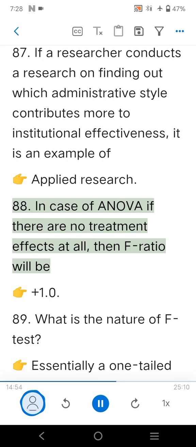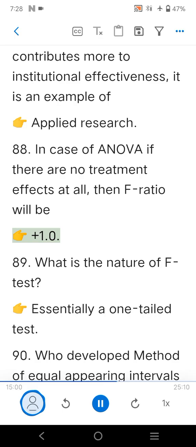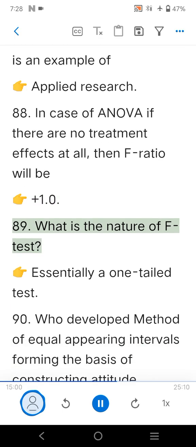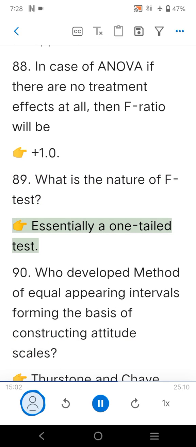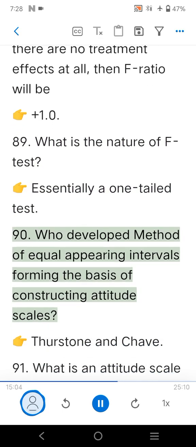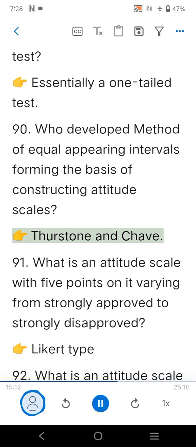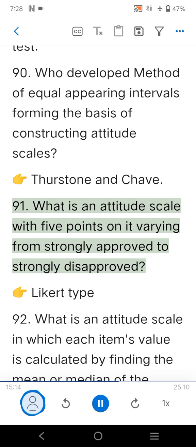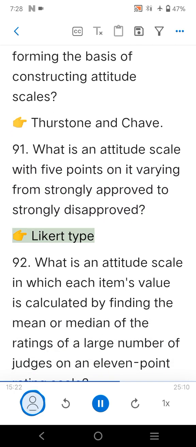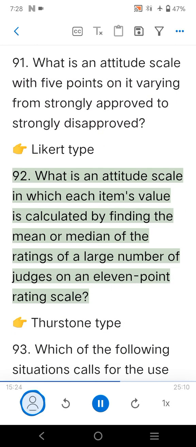88. In case of ANOVA, if there are no treatment effects at all, then F ratio will be plus 1.0. 89. What is the nature of F test? Essentially a one-tailed test. 90. Who developed the method of equal appearing intervals forming the basis of constructing attitude scales? Thurston and Chave. 91. What is an attitude scale with 5 points on it varying from strongly approved to strongly disapproved? Likert type.